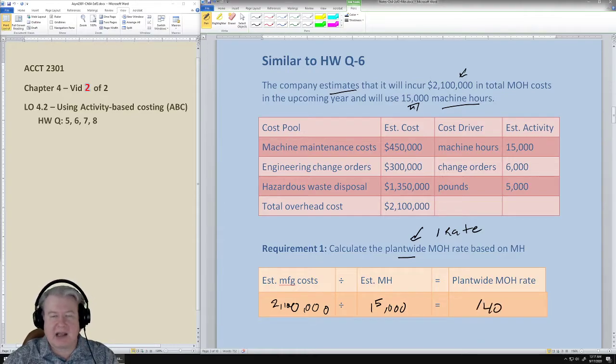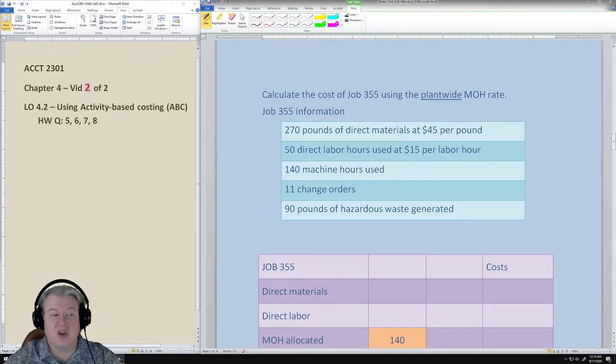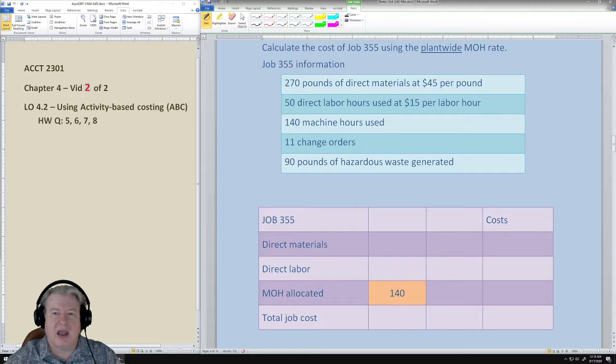Now remember, this is exactly what we did in chapter 3, where we said, okay, let's just have one cost pool, one cost driver, and figure out one rate. And so the idea here is, what if we just use that one rate and figured out our costs? So here we have a job, and you notice the problem says to just use the plant-wide rate, this 140. You can see I've pulled it down here. I've just pulled this rate down from what we figured out above.